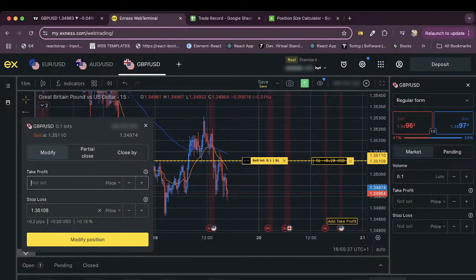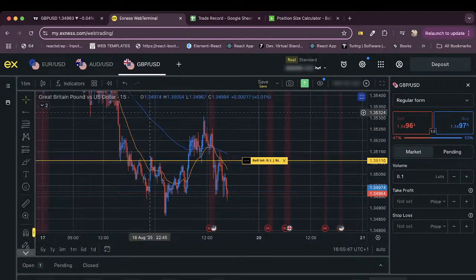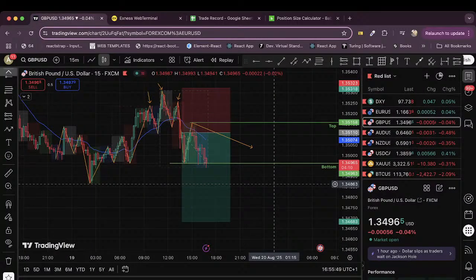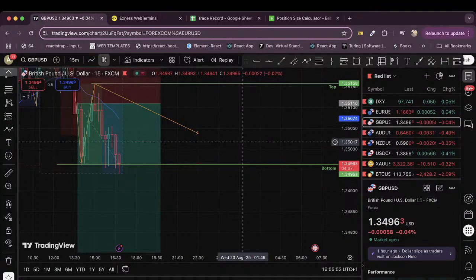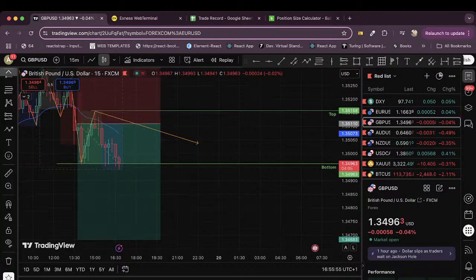I've not added my TP. The British pound is very silly. You know that British pound is very silly. I'm still very annoyed. This market is still trading above. Can you imagine? This GBP is very interesting.